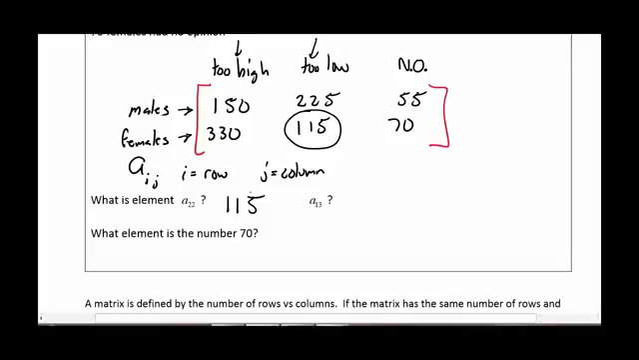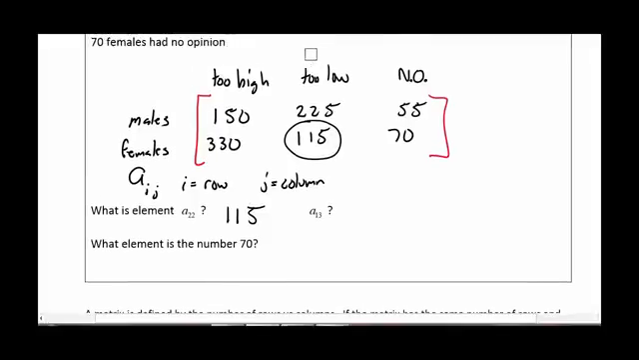Element 1,3. Let me get rid of my arrows here so I can emphasize this. Alright, so 1,3: the 1 represents the row, and the 3 represents the column. So 1, 2, 3. We're looking at that position right there. So that would be 55.